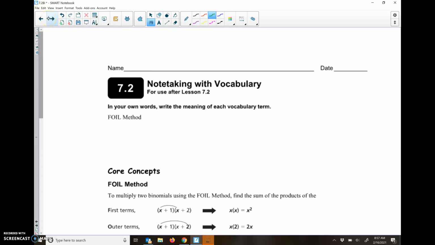The other way that the book will want to teach you is called FOIL. Okay, and your parents have probably heard of this.